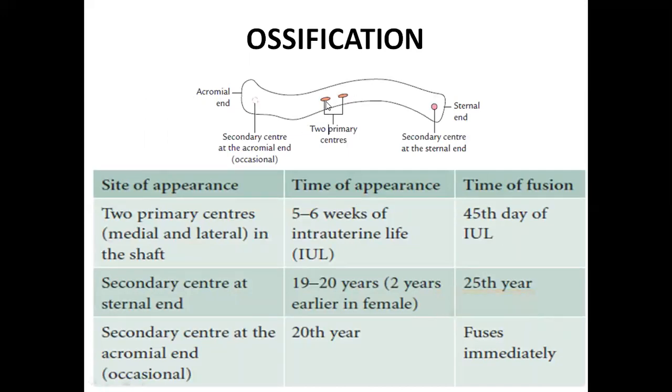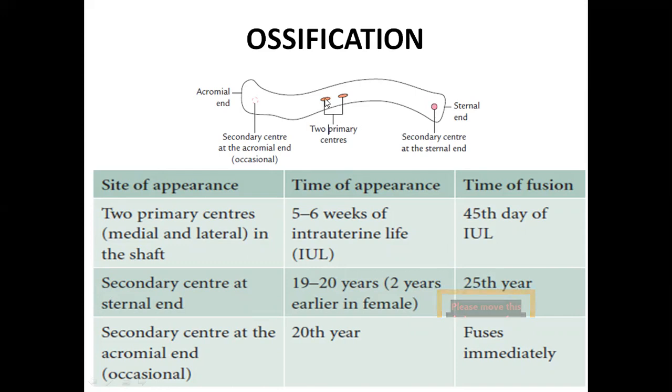Basically, for any long bone which you will be studying hereafter throughout the body, we usually have only one primary ossification center. The meaning of primary ossification center is that the bone is formed here during intrauterine life. That means this center has appeared during intrauterine life. A secondary center represents a center that has appeared after the birth of the baby. That is the meaning of secondary center.